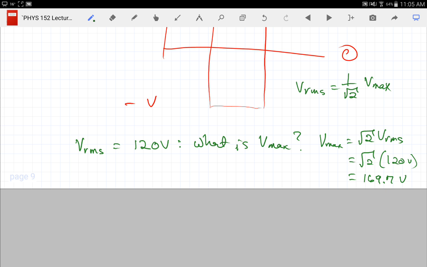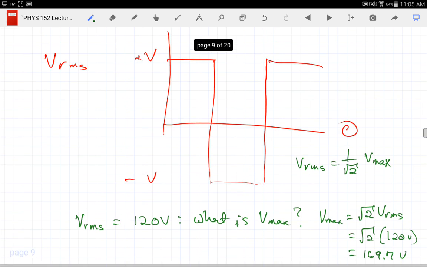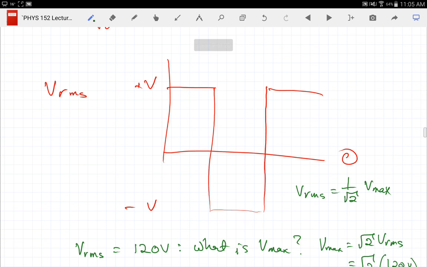And what's the minimum voltage? Negative 169.7 volts. So when we say 120 volts, we're actually talking about a sinusoid here that's varying between plus and minus essentially 170 volts. Because we often don't even stop to think about what that means. And now we have the ability to do that.